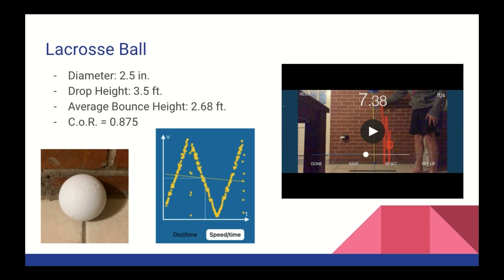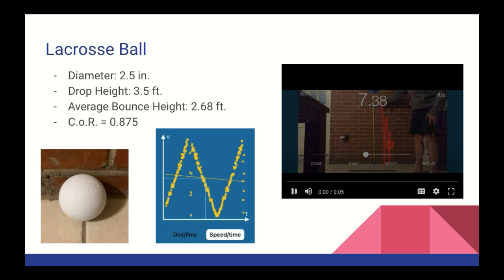The first ball that was tested was a lacrosse ball. This ball was dropped from 3.5 feet, like I said before, and the average bounce height ended up being 2.68 feet. This calculated out to a coefficient of restitution of 0.875. As you can see, I have the speed divided by time graph that was calculated based on the Speed Clock app. And here's a video demonstrating how the experiment was performed when the ball was dropped.